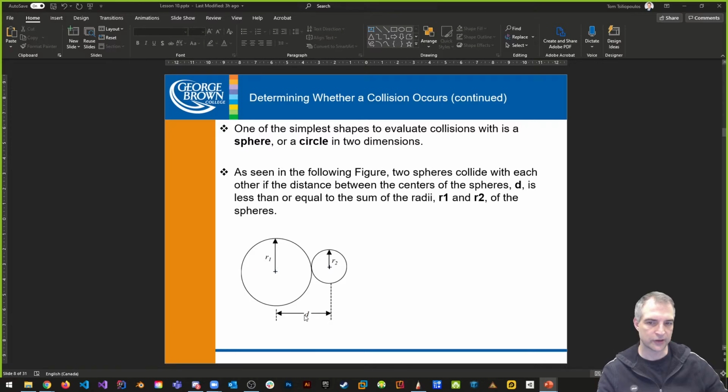So here's the simplest of detection algorithms, where I have these two circles. As an example, I have a radius R2 and a radius R1, and then I have a distance between centers, so between this center and this center. If the distance between my centers is less than the combined radii, then I have a collision. Why? That means that this radius is inside of this circle. It kind of goes into this one.